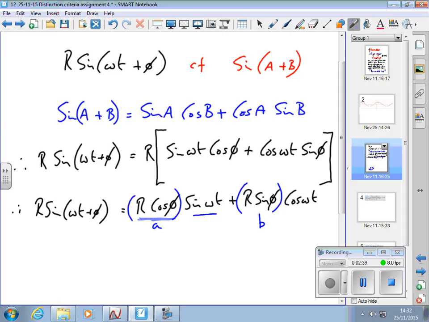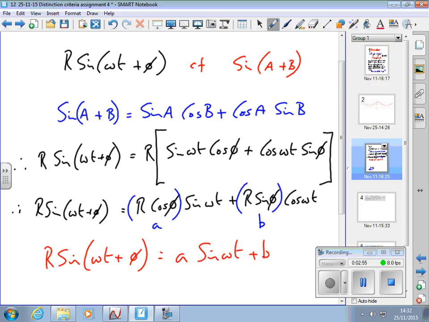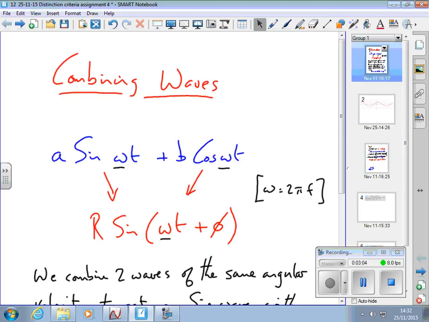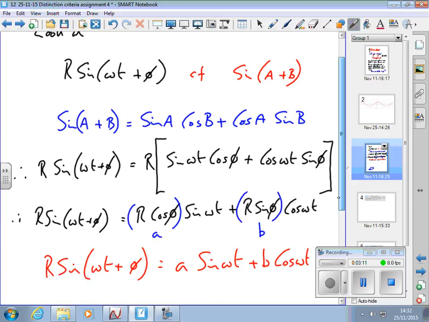Now if we look at this, and we look back at our original formula, r sine omega t plus phi, the phase angle, equals a sine omega t plus b cos omega t. Our original expression, if we look back, we'll see it. Look, it's all about changing something that looks like a sine omega t plus b cos omega t into this. Well, we've effectively done that if we look at this.